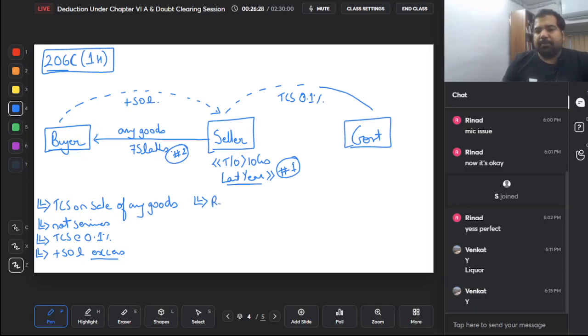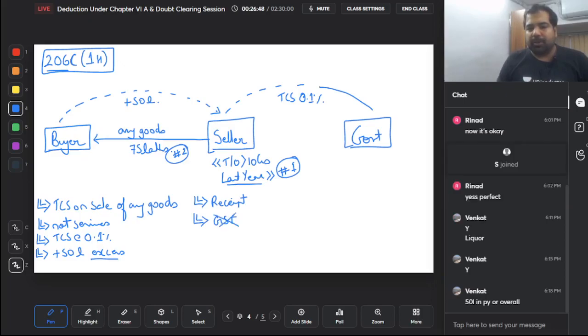Guys, it is on receipt basis. Receipt means, what if I have not collected the money till today? Then no problem, there will be no liability to pay the government. Only when you collect the money and only when you receive the money, your liability starts to pay the government. And guys, one simple question: will there be TCS on the GST? No, there will be no TCS on the GST.